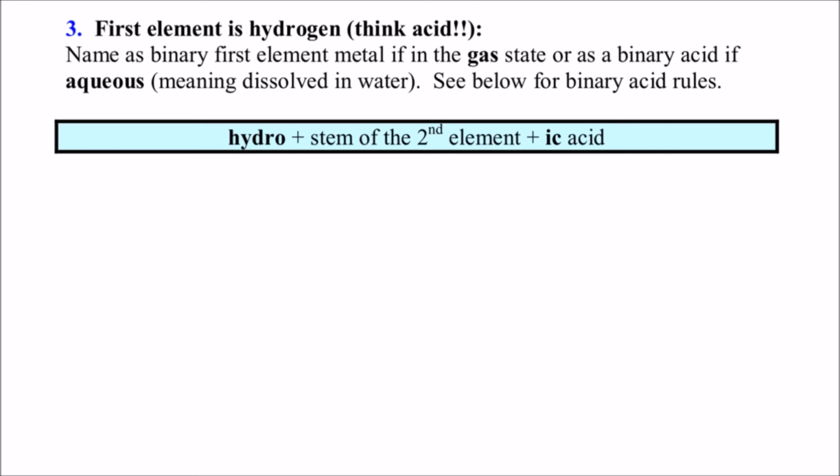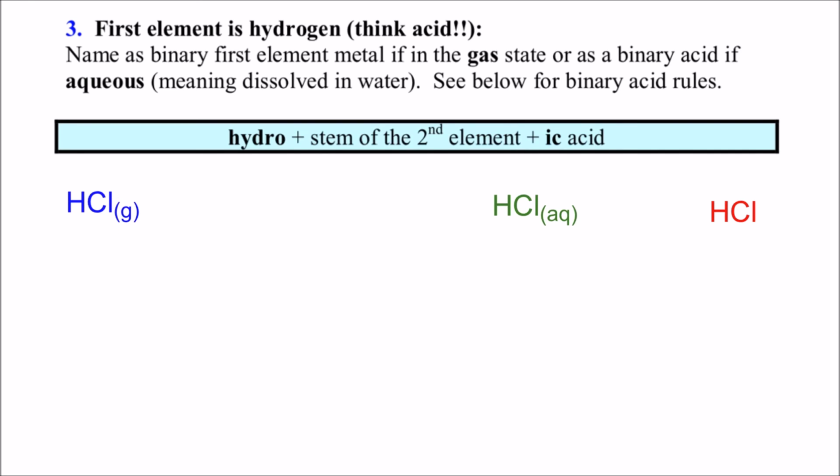Okay, the third and final type of binary compound you could have would be an acid. Anytime the first element is hydrogen, you have an acid, and there is no exception to that rule. It doesn't matter what kind of compound we're dealing with, if it starts with a hydrogen, it's an acid. Okay, we have 2 ways that we could be shown an acid. If we are given an acid in the gaseous state, then we're going to name it as though it's a first element metal. If it's an aqueous acid, meaning it's dissolved in water, then you'll use this new rule here to name the acid.